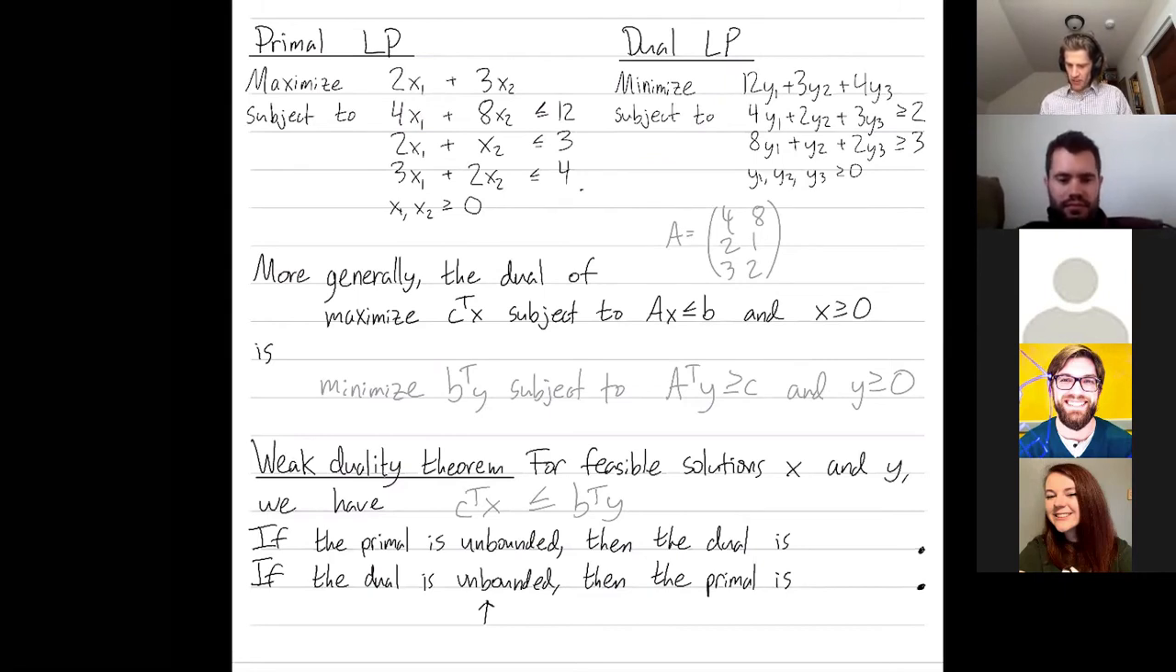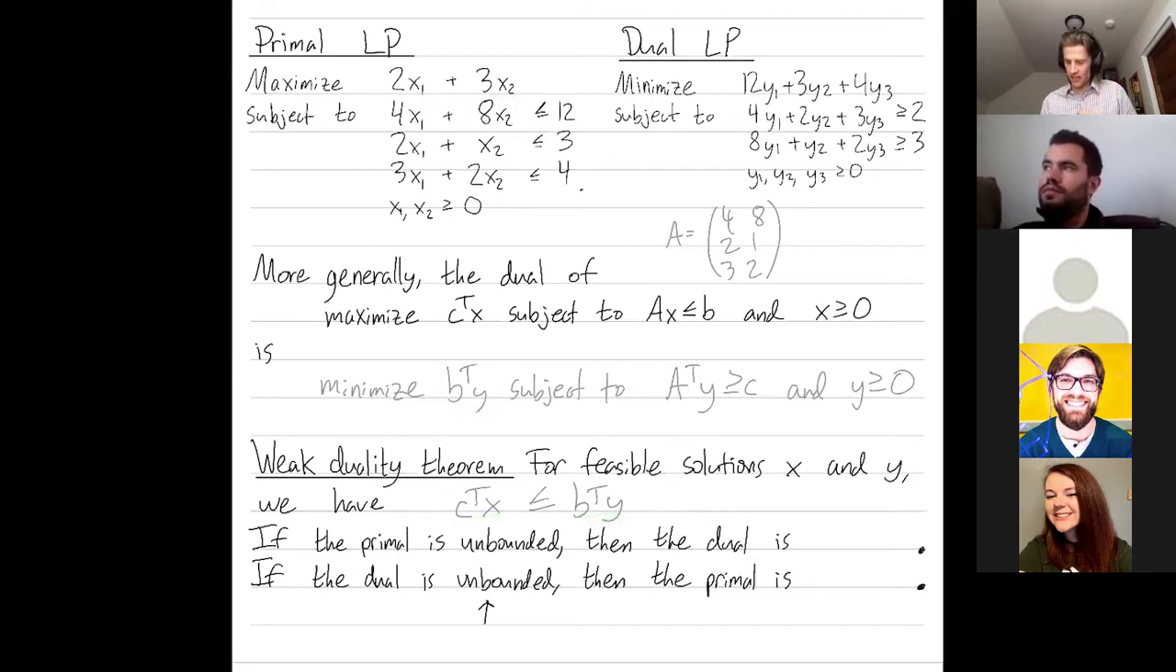So if the primal is unbounded, that means in this maximization problem, I can make C transpose X as large as I want. That means B transpose Y, when I'm trying to minimize in the dual, can't be anything, right? I can make C transpose X as large as I want. So there's no value that I can obtain for B transpose Y when I'm trying to minimize it, right?